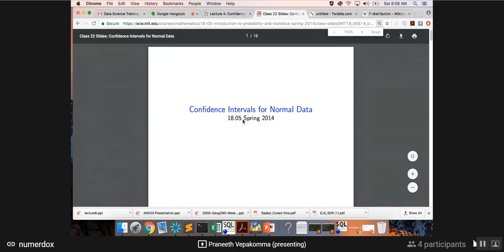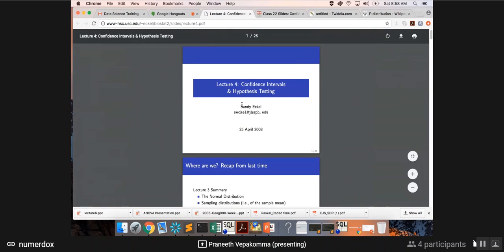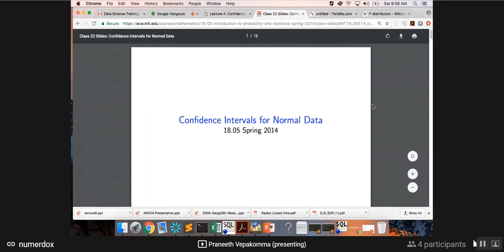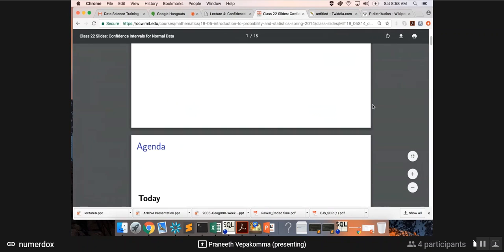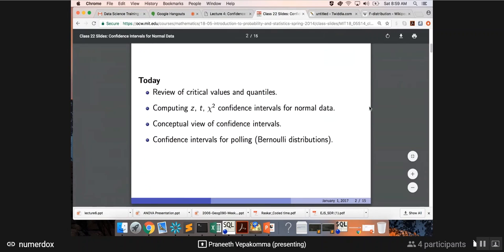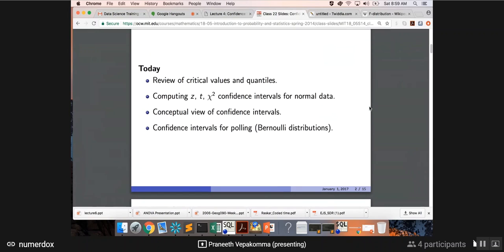Okay, so let me zoom this a little bit. Okay, I'll be using these two slides actually. So yeah, let's go through it. Again, I'll give you an overall overview and then we can go into specifics, just like we did for ANOVA.